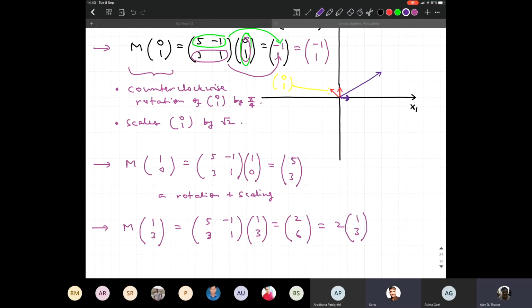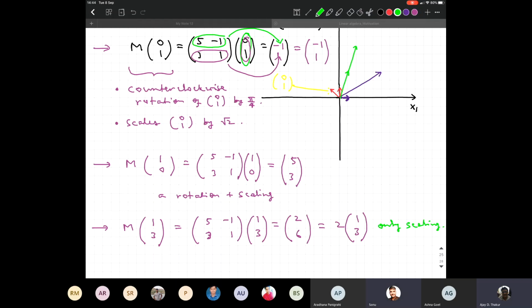And let's draw it in a kind of fluorescent color. So 1, 3 is 1 and 3. Right, so this vector looked like this, right? But then what has happened when we operated this matrix M on it? It just scaled. Okay, it did not rotate. So here what is happening is only scaling of the vector, no rotation.